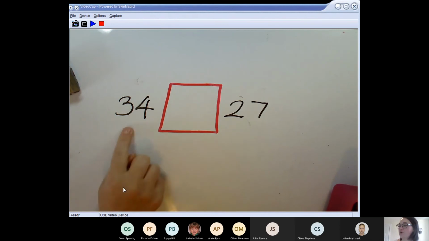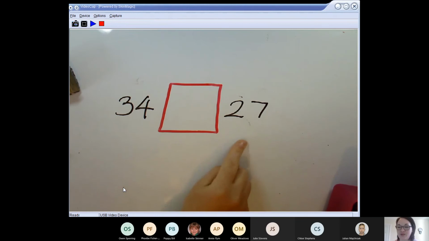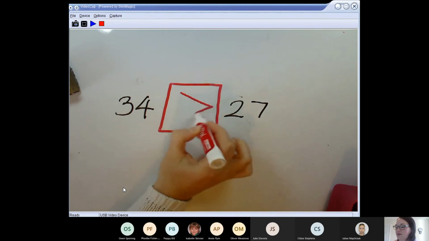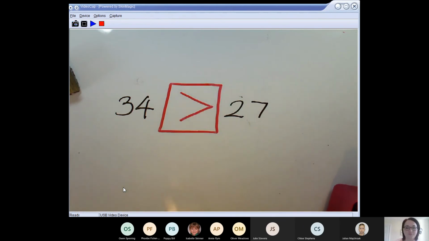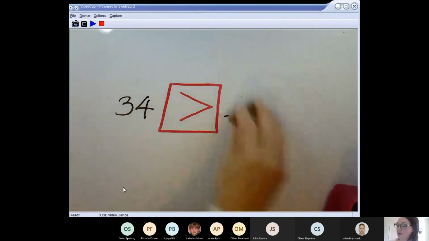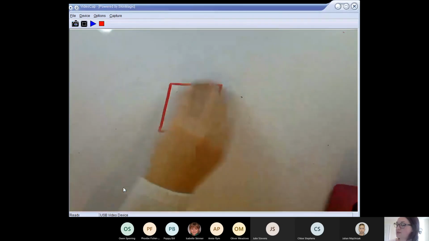Hopefully you said 34 is greater than 27, but the real challenge is to know which way round to write that sign. The greater than sign goes that way round. So hopefully that was the one you were thinking of. The greater than sign is this way round. 34 is greater than 27. Let's do another pair of numbers, which will rub out my greater than sign.